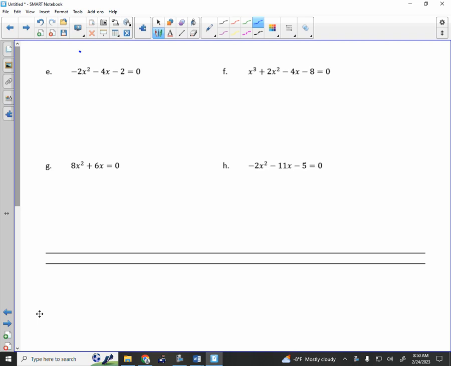So, you help me. What about letter E? Start with what? Yep, negative 2. You'd be left with a positive x squared plus 2x plus 1. Does x squared plus 2x plus 1 factor? Yep.